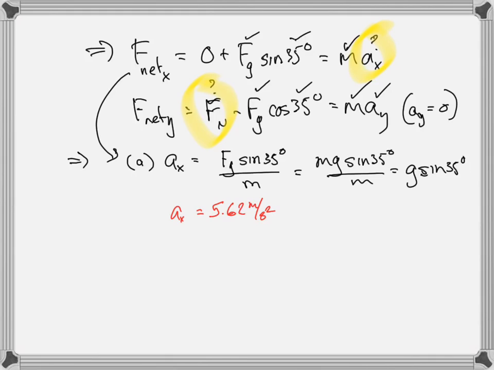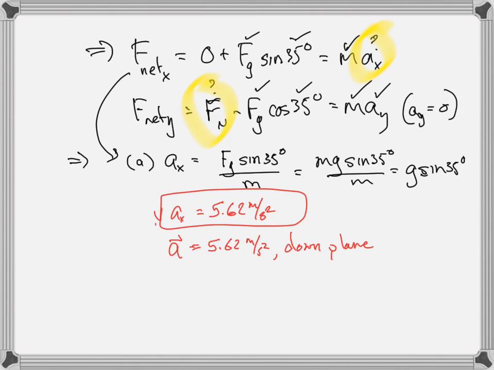So a sub x is 5.62 meters per second squared, or the acceleration is 5.62 meters per second squared down the plane, right? It's not north, south, east, or west. It's down the plane. Really all I asked for was, what was the acceleration down the plane? So the answer is 5.62 meters per second squared.